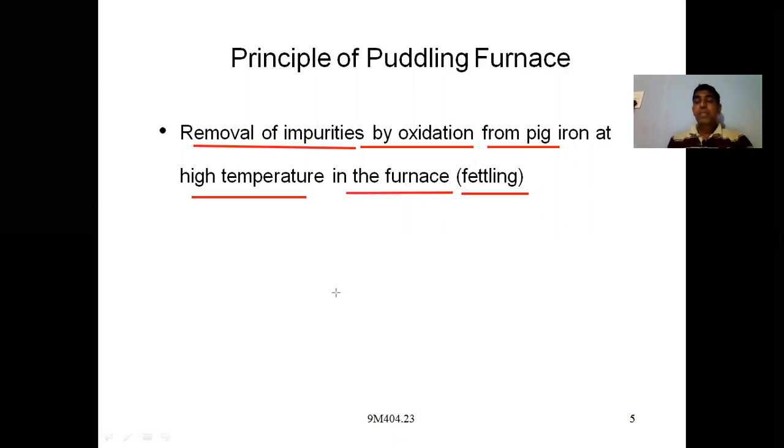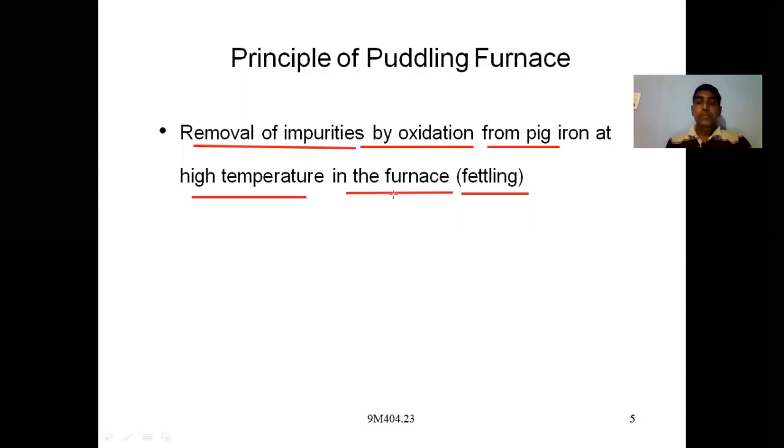This is the principle. So you should remember all these words and you should frame a beautiful sentence. Removal of impurities by oxidation from pig iron at high temperatures in a furnace to get wrought iron, and it will be done in a furnace, and that process is known as fettling operation. Okay, fettling process. So this is the main principle to get wrought iron from pig iron.